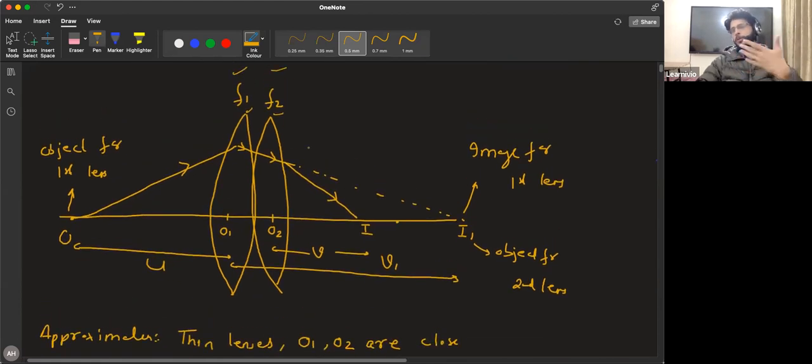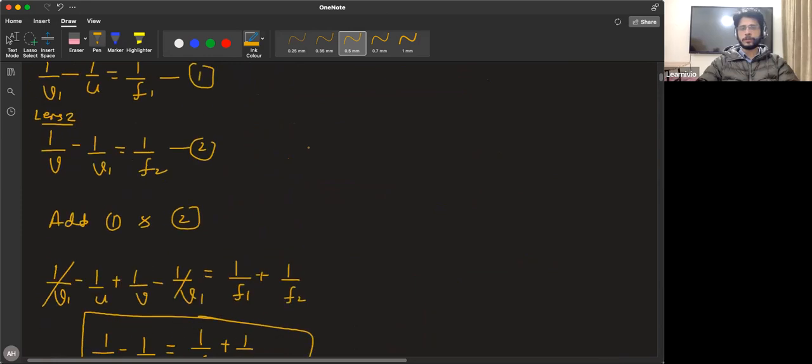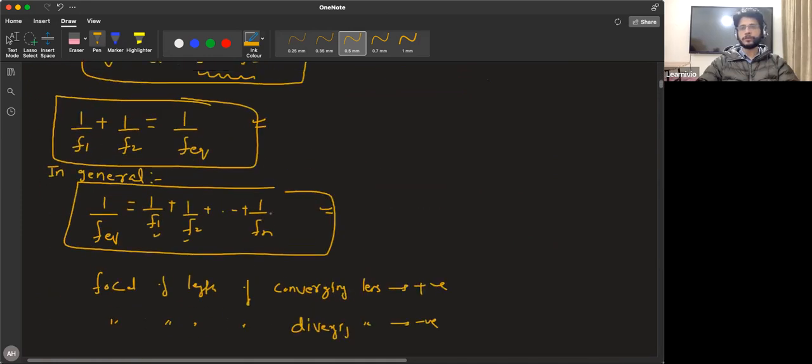If you want to calculate the focal length of that equivalent lens, then it is this: 1 by f equals 1 by f1 plus 1 by f2 plus 1 by f3. Keep on adding all lenses. But while adding these lenses, keep their signs. If your lens is convex, then take that with a positive sign. But if your lens is a concave lens, then take that lens with a negative sign.